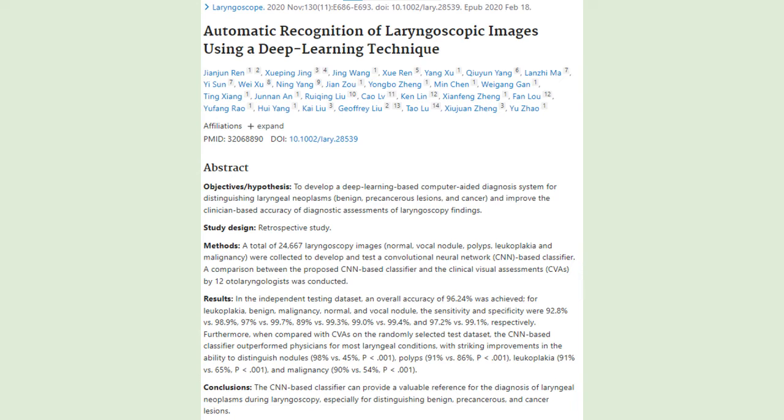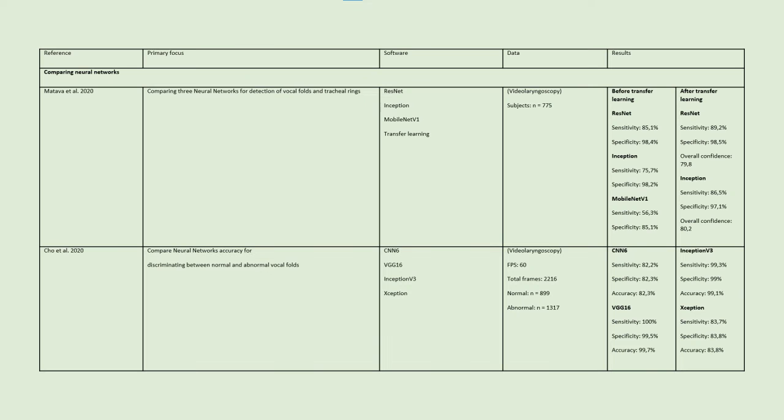This resulted in an overall accuracy of 96.24%, with sensitivities ranging from 89% to 99%, and specificity ranging from 98.9% to 99.7%. Comparing neural networks is an important aspect for clinical use. None of the neural networks are till now in routine use. This is in opposition to what is the case in ophthalmology and dermatology.